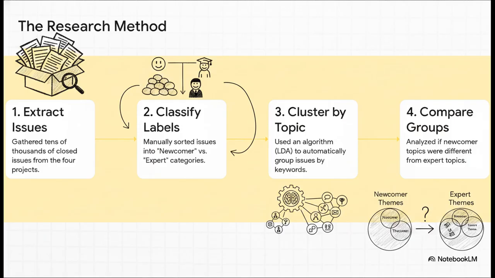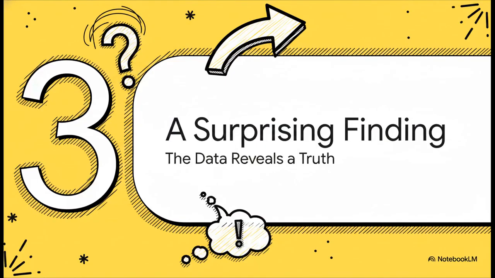Their method was actually pretty clever and had 4 main steps. First, they grabbed thousands and thousands of issues. Then, they sorted them into 2 piles, a newcomer pile and an expert pile. Next, and this is the cool part, they used an algorithm to find the main topics. You can think of it like the algorithm read every issue and grouped them into themes based on which keywords kept showing up together. Finally, they just compared the themes from the newcomer pile with the themes from the expert pile. Simple as that. And what they found was, well, it was definitely not what anybody expected. This is where the whole story gets really interesting.